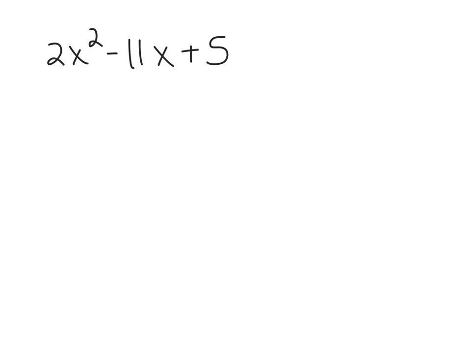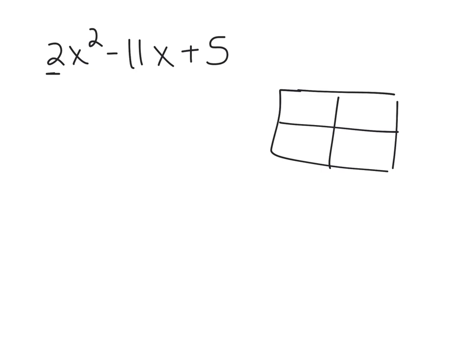Let's go ahead and factor 2x squared minus 11x plus 5. One of the things that we did notice is we have a leading coefficient of 2, and we have no greatest common factor, so we are going to have to do that second step with our area model.